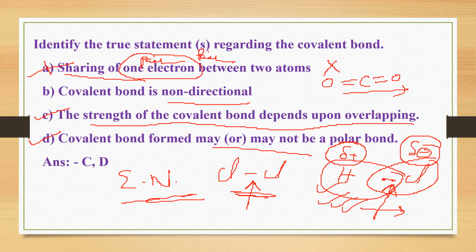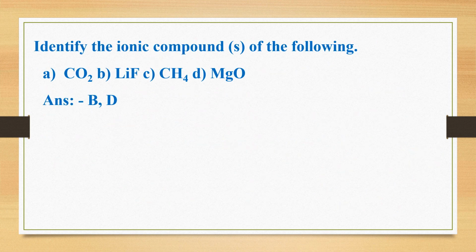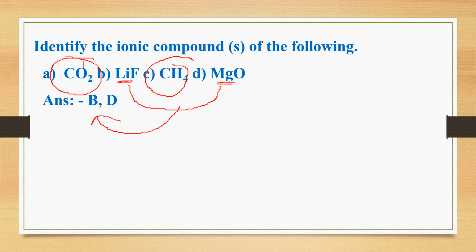Thank you. Next, we'll go for the next question. So he's asking, identify the ionic compounds. Which of the following is ionic among these? Here metal is there, and here metal. If carbon is present, I told already, it forms only covalent bonds. These two are covalent and these two are ionic. So he asked which are the ionic compounds. Ionic means metal is present.